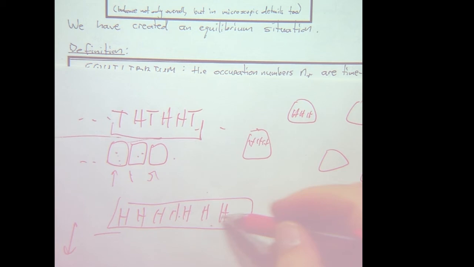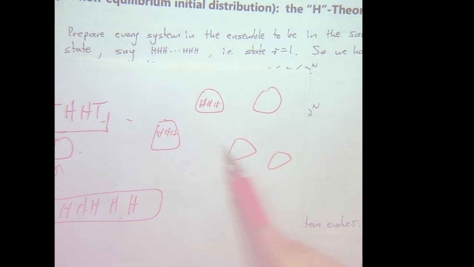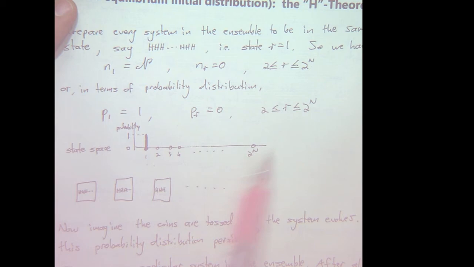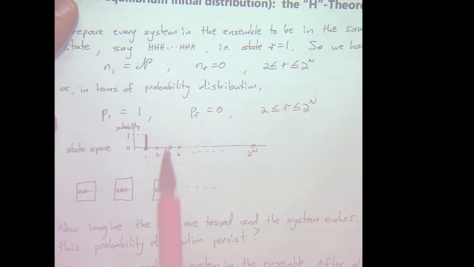So, for example, if I prepare an ensemble that looks like this, all heads, I would say the probability distribution for states number 2 to the n is 0. All of these are 0, but state number 1 has probability 1, because all the systems in the ensemble are all heads. So the probability distribution is extremely concentrated in one state. And the question is, how will that evolve?